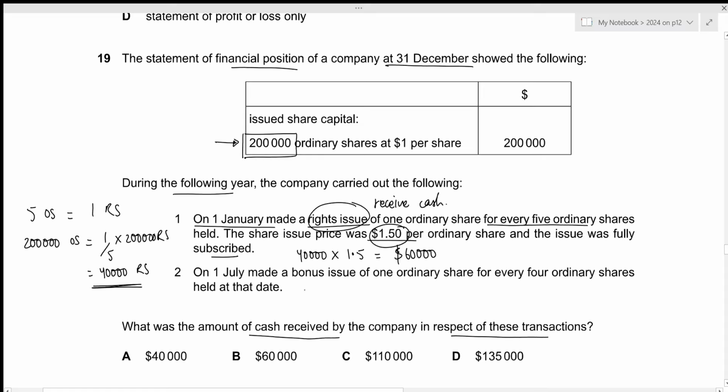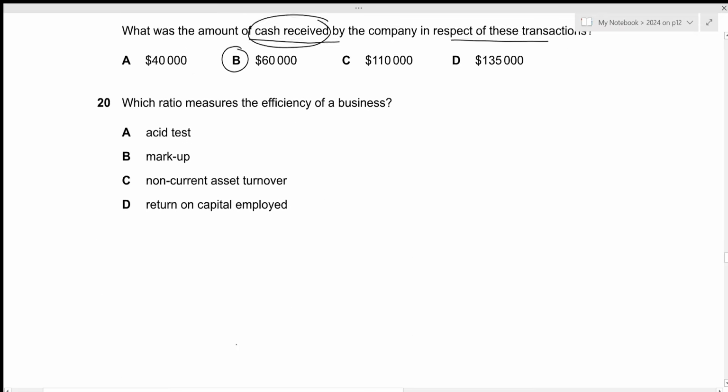Okay. Then on 1st July, we made a bonus issue. Remember that whenever there is bonus issue, the company will have to use its own reserve in order to provide additional shares to the shareholders. So in this case, the existing shareholders will not be paying the company in order to buy these shares. So there will be no cash transactions during this bonus issue. And in this case, since we are calculating for the cash received, this bonus issue is irrelevant because we will not be receiving any sort of cash by making a bonus issue of shares. So the answer we are looking for should only include this 60,000, which is given by option B. That's all for the 19th question. Let's move towards the next one.